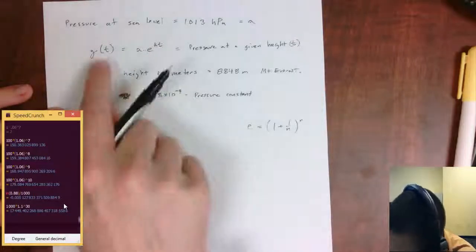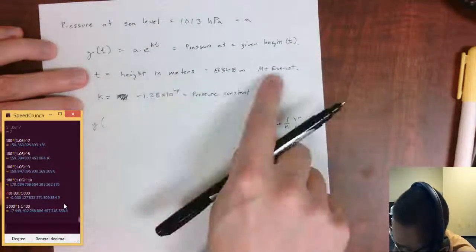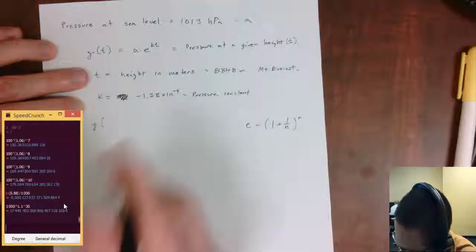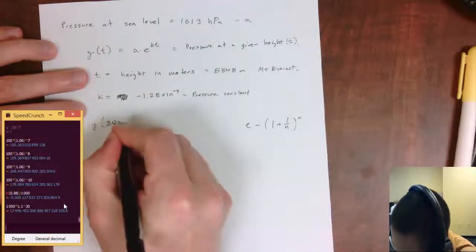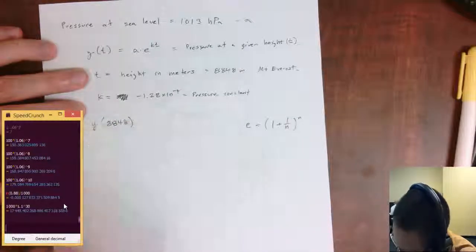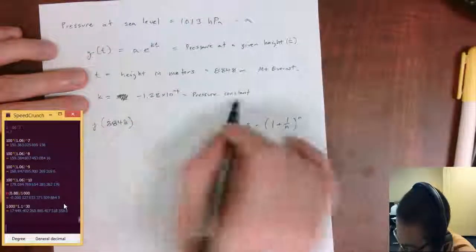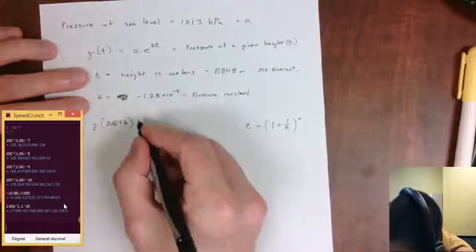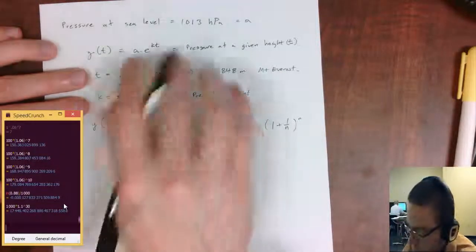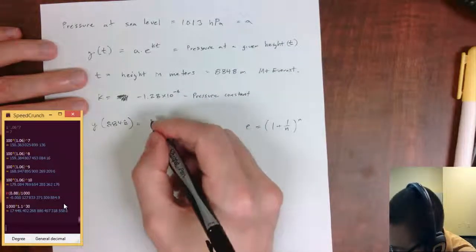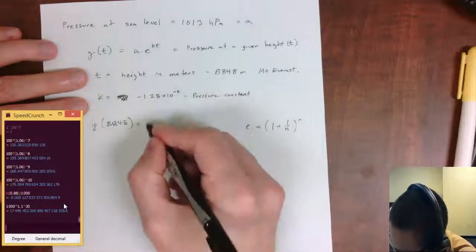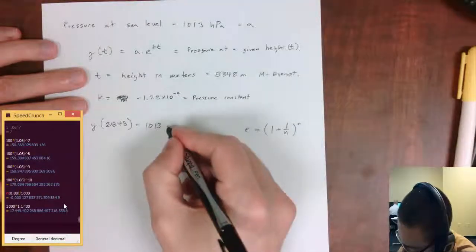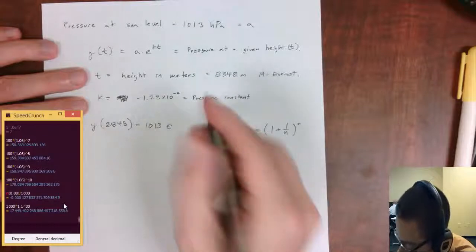So y of t. We want to find the pressure at the height in meters of Mount Everest, which is 8,848 meters. And we have this pressure constant that fits into this equation for K there. It's just kind of a fudge factor that gets it to the right value. It happens a lot in science, so don't worry about it too much. We'll just give it to you here.